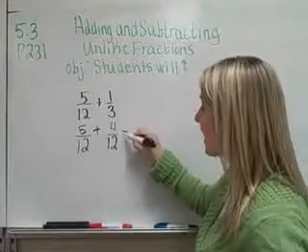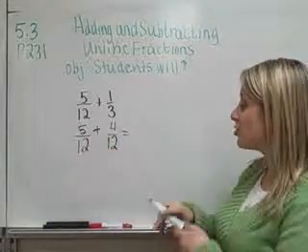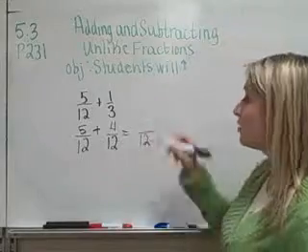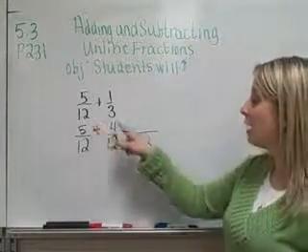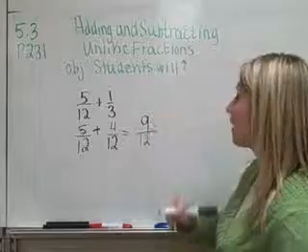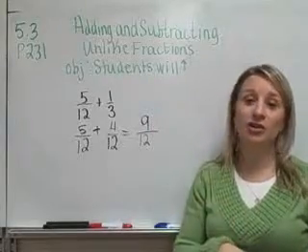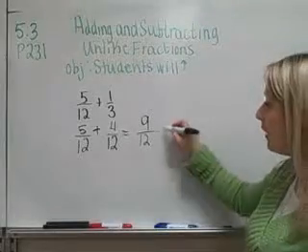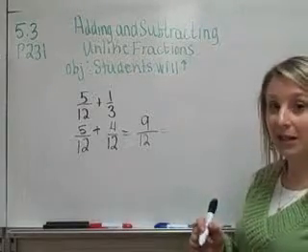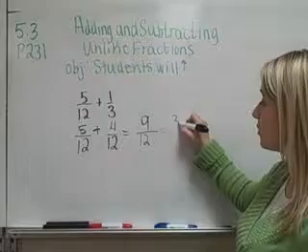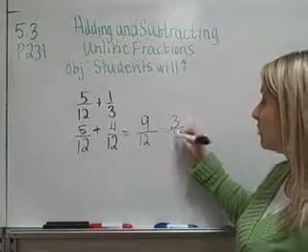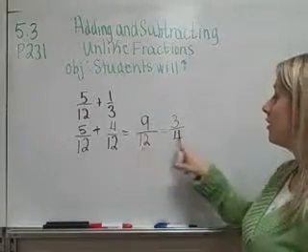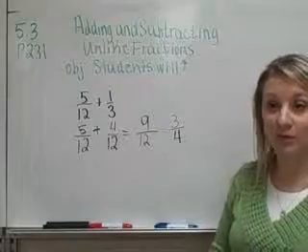Now they're really easy to add. The denominators are the same. Your answer's denominator stays the same. And 5 plus 4 is 9. And then when you're done, you just have to make sure it's as simplified as possible. 9/12 can be simplified. They're both divisible by 3. So 9 divided by 3 is 3. 12 divided by 3 is 4. Our simplified fraction is now 3/4.